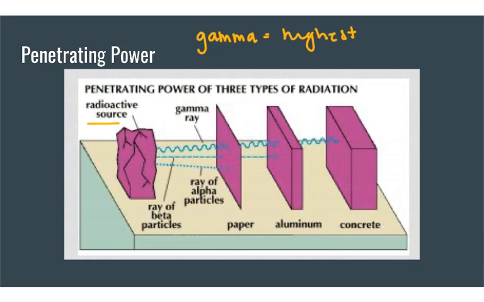Next, we see that the beta ray stopped at aluminum. So I'm going to do beta slash positron because they have pretty much the same penetration. And that's going to be moderate.